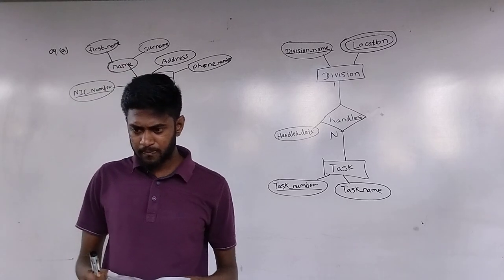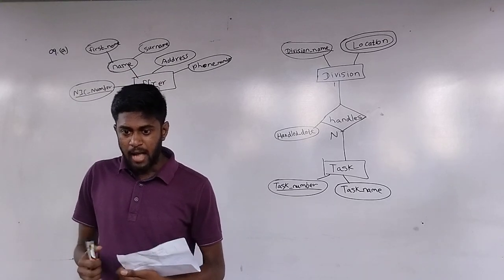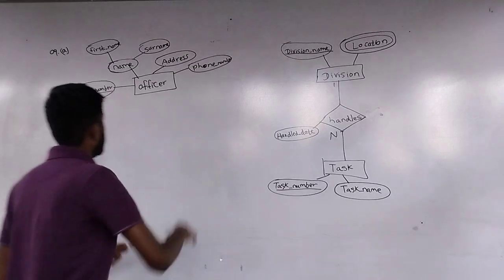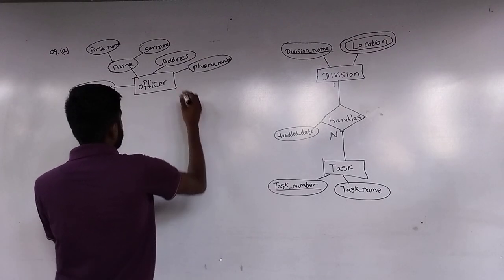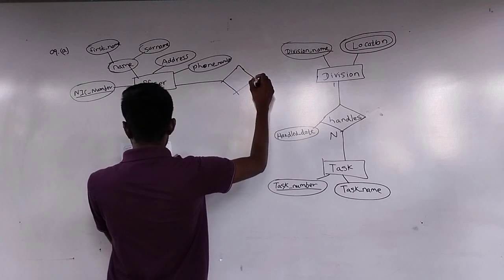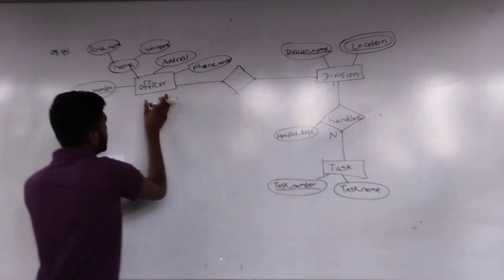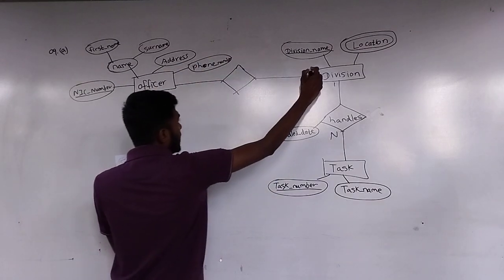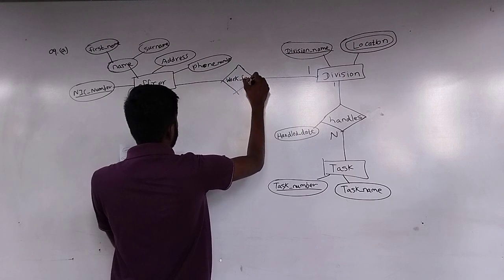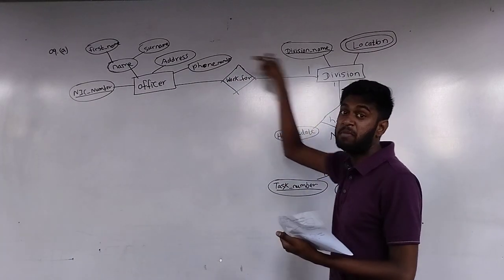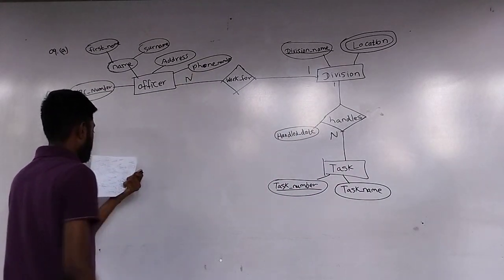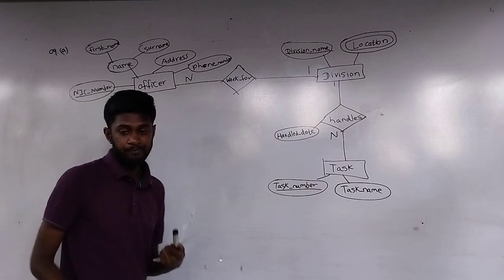Then address and phone number are to be stored. An officer is assigned to one division. If you take one officer, let me say the relationship is work for one division. Imagine you are the officer, so you work for one division. So let me say the relationship here is work for. And if you take one division, there can be many officers. So this side many.